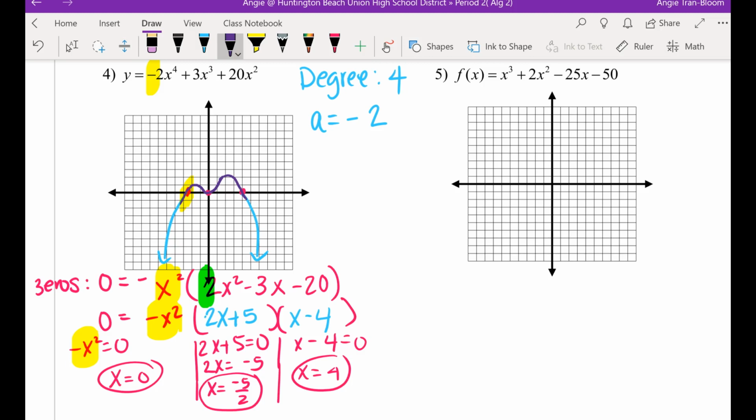What do you do? I bounce on 0. On number 5, what do you do first? Factor by grouping, because there's 4 of them, okay? So find the zeros. Go ahead and factor.